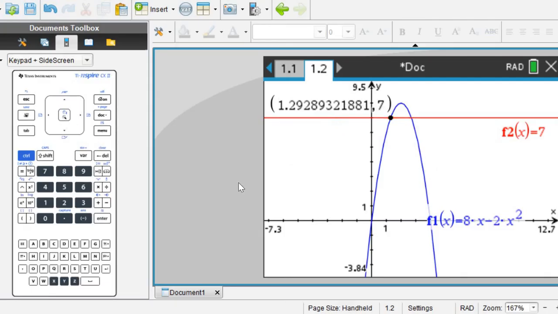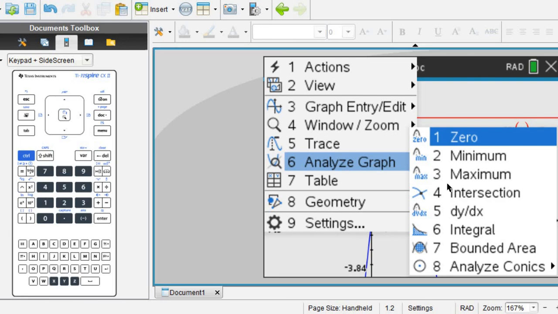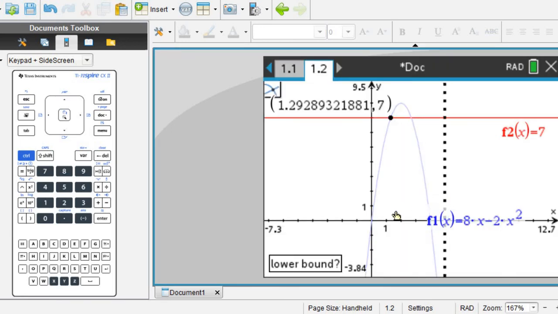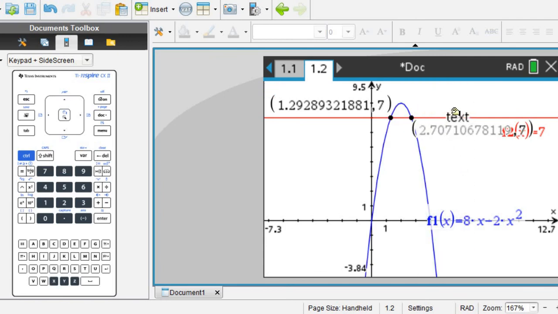Now going to repeat to find the other one. Menu, Analyze Graph, Intersection. It's asking for a lower bound. Put it somewhere between the 2 points of intersection. You don't want to put it down here because then it will look for the first one. You want to put it here and then the upper bound somewhere above. Click Enter, and there's our second solution.